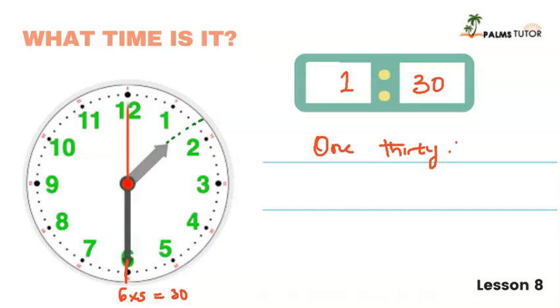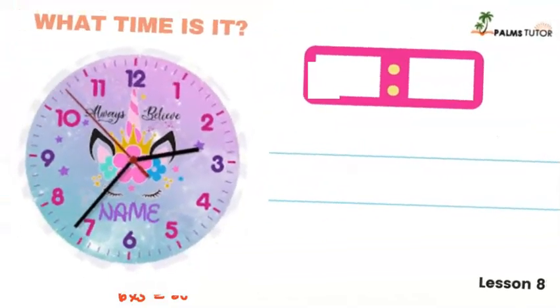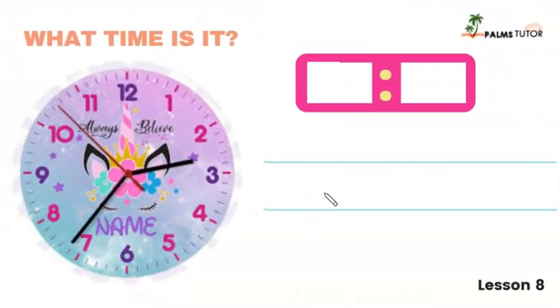Okay. Look out for your hour hand. Wow, beautiful unicorn clock. Let's see. So where is our hour hand? Again, we have the hour hand here. It must have left. It has left 2, not yet on 3. So we can't say 3. It hasn't got to 3. So we say this is 2.